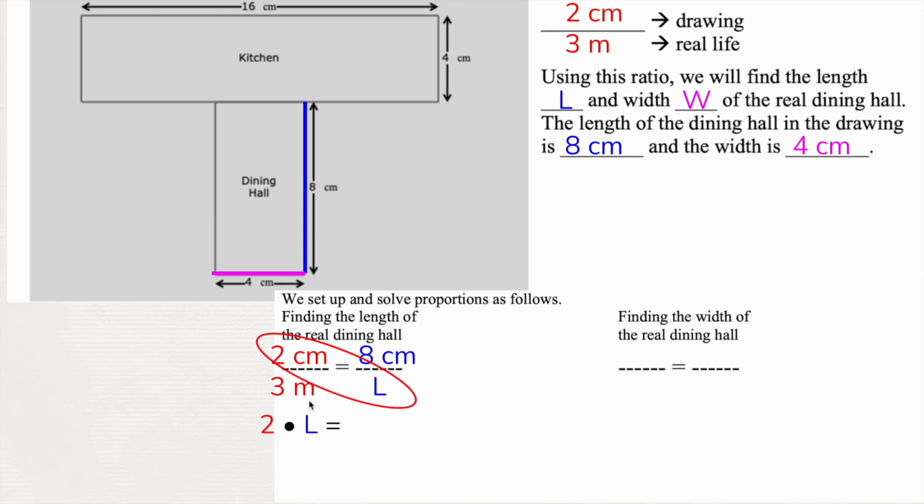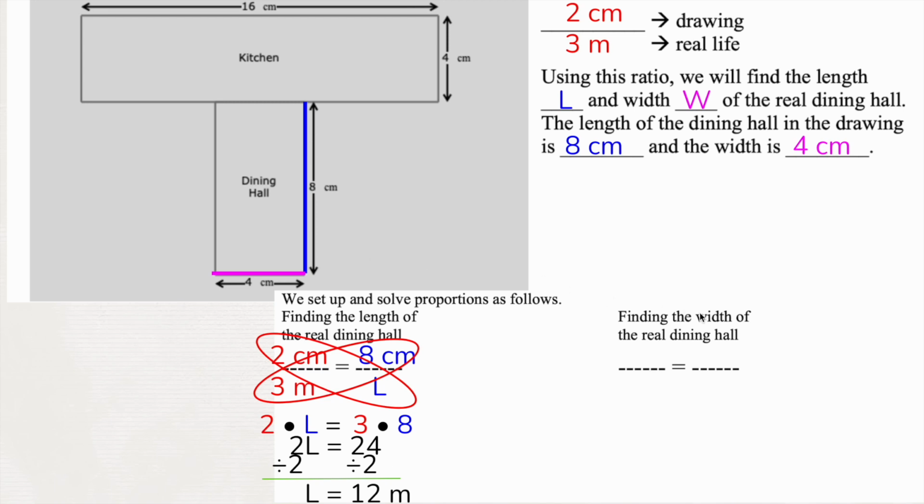So we're going to cross multiply. So we have 2 times L, and then we have 8 times 3 for our second cross multiplication. So now 2 times L just turns into 2L. 3 times 8 is 24. And now to find out the real length, I'm just going to divide by 2 on both sides because 2 divided by 2 will cancel, and that'll tell me that L is 12 meters. So in real life, the dining hall is 12 meters long. On the drawing, it's 8 centimeters.